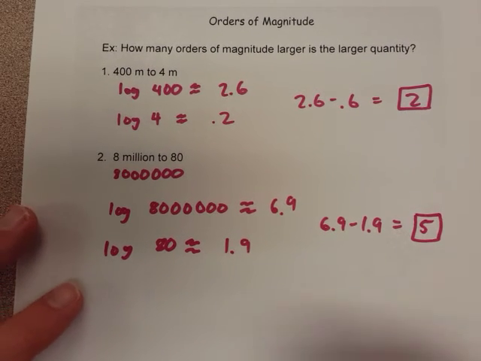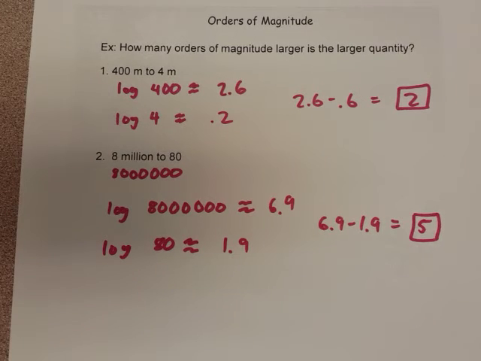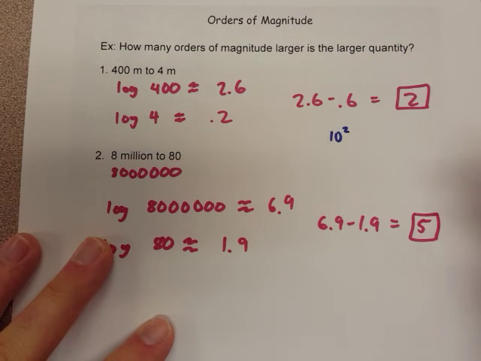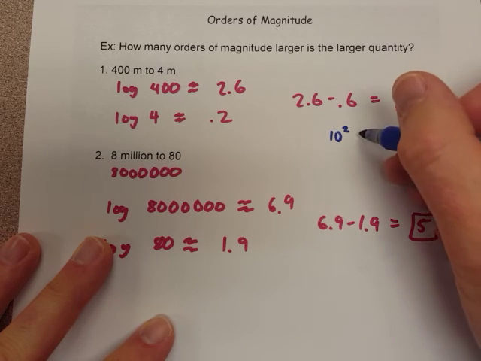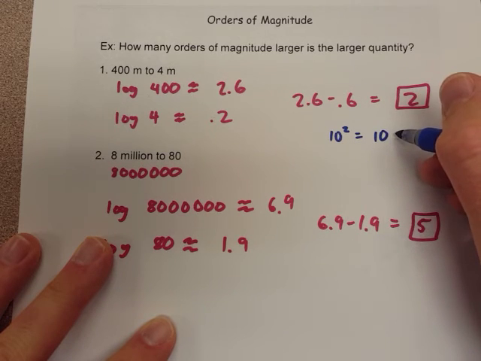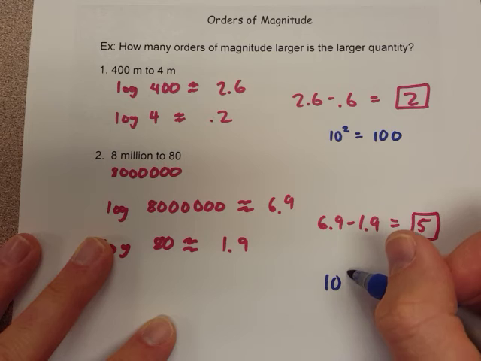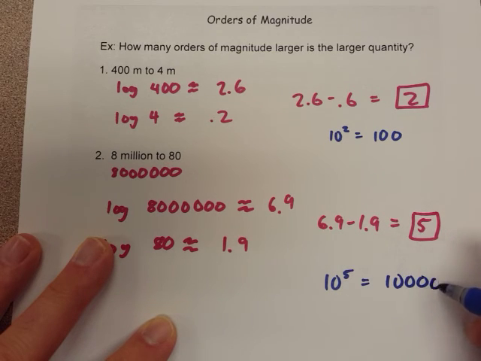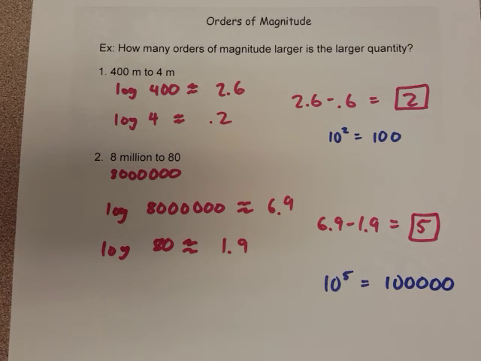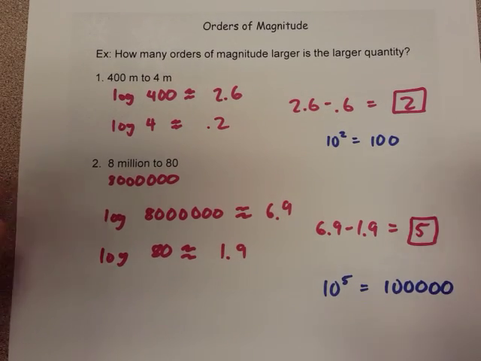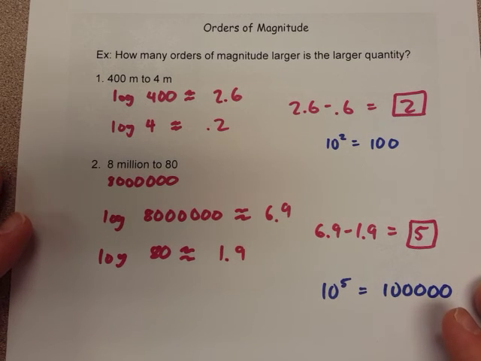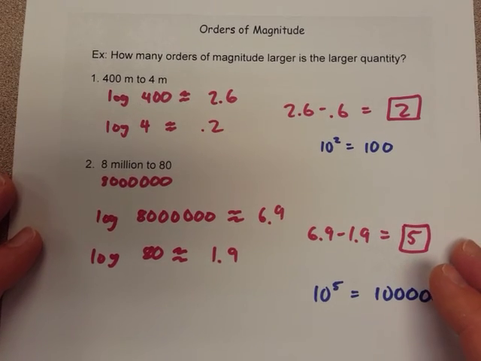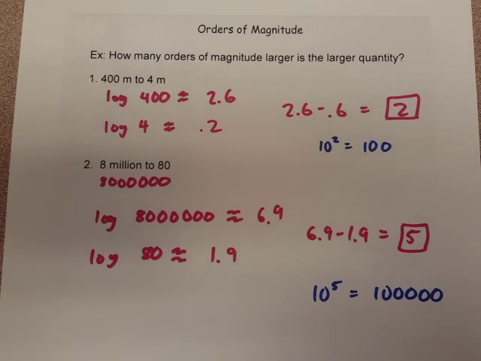If you want to know how much that is in actual numbers, like what is the amount that's actually bigger, then what you do is you just do the opposite. You just do 10 to whatever power this is. 10 to the 5th power is going to be 5 zeros, so 100,000. So that's what we're looking at with orders of magnitude. That's just what it means on the surface. We'll take a look next at an example that gives us an application of orders of magnitude.